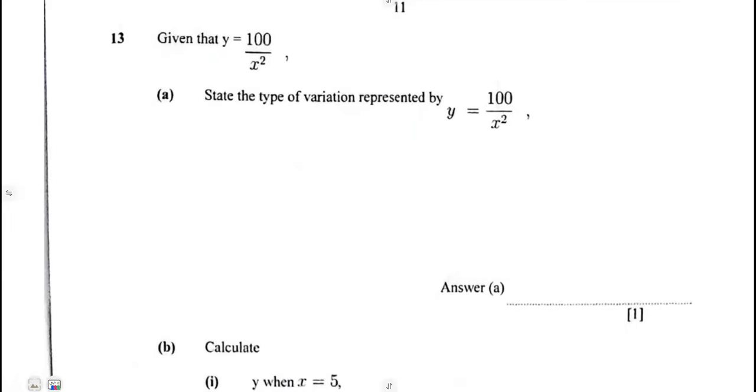All right. Given this, y is equal to 100 over x squared. It's just like y is equal to k over x squared. 100 is a constant, that numerical value.